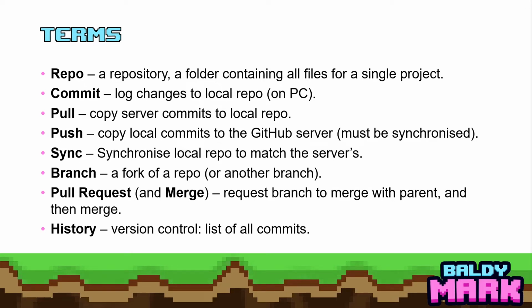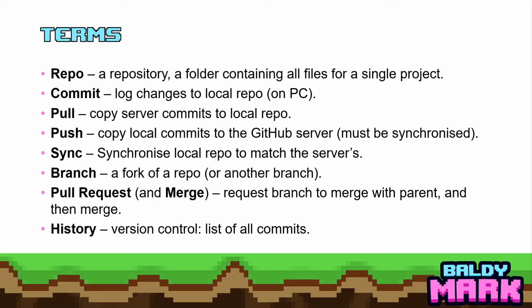Pull is to copy the commits that have been made to the server online, and you want to copy those down and pull those down onto your local repository, onto your local machine. And push goes the other way. It's when you've got those commits on your PC and you want to push them up to your server. Typically, the GitHub server must be synchronized. Sync or synchronize to the local repository to match the server, so the server and the local are the same.